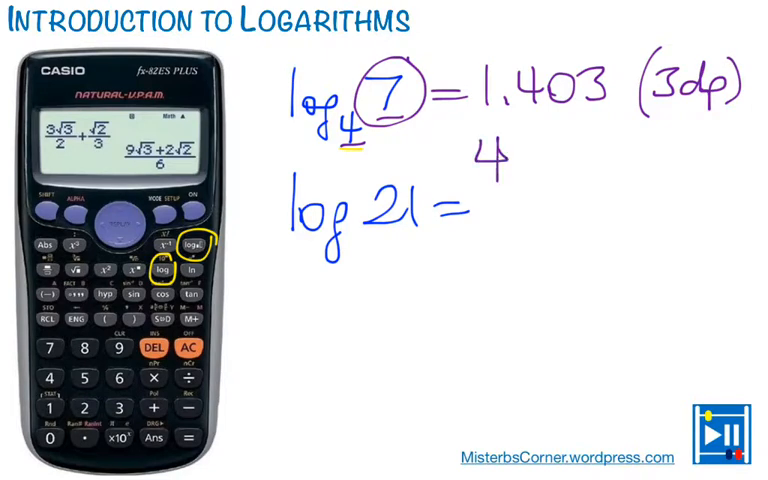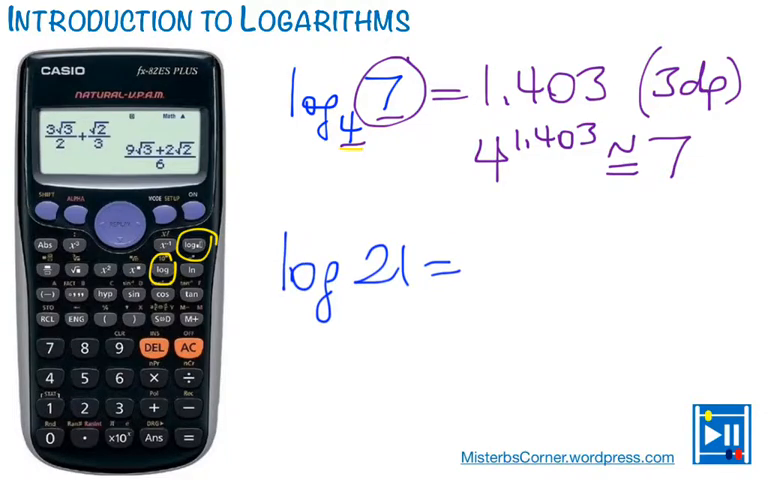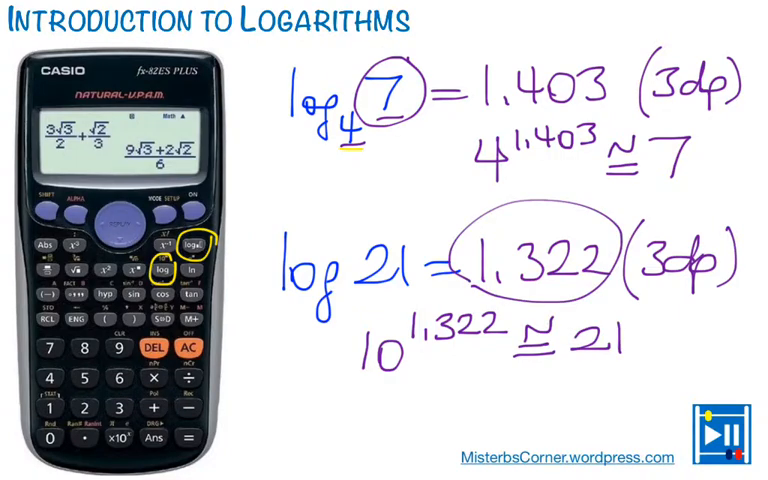This means 4 to the power of 1.403 will approximately be 7, whereas if we calculate log 21 with base 10, we'll get 1.322 again up to 3 decimal places, and this means 10 to the power of 1.322 is approximately 21. Well, it's an approximate value because we are rounding this power, the answer, right? So this is what they mean. So this is how we calculate it by using those buttons here. Thanks for watching.